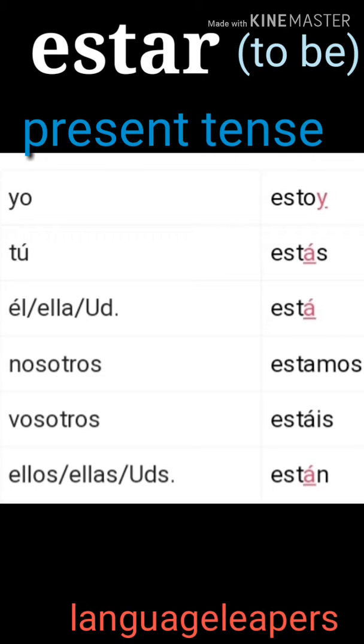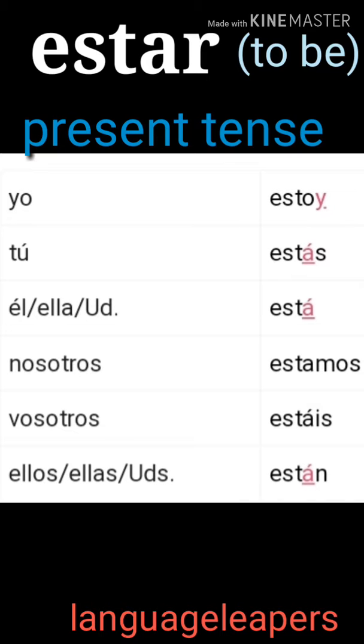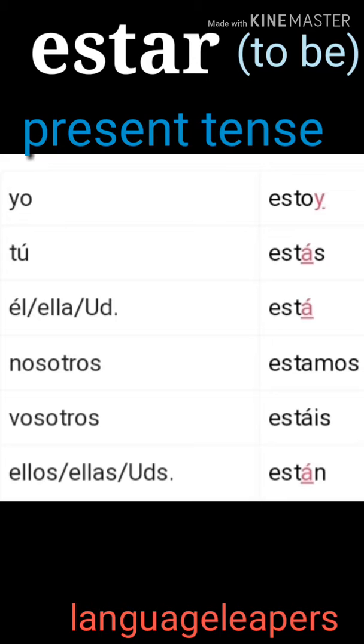Next, we have the fourth line, which is nosotros estamos. Estamos is the form of estar that means we are. Then we have the fifth line, vosotros estáis. This is a form of estar that isn't used throughout Latin America very often, but in Spain and in other small pockets of the Latin American world. But it means you.